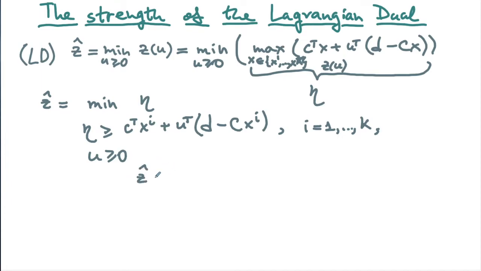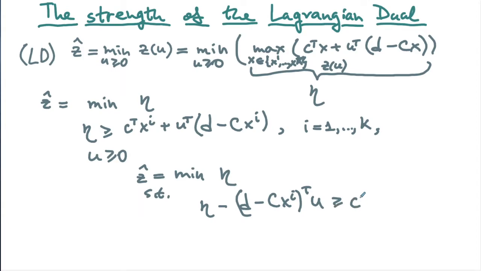So you have z hat is given by the minimum of eta, subject to eta minus (d minus Cxi) transpose times u is greater than or equal to C transpose times xi, and then u is greater than or equal to 0, and the variable eta is unrestricted in sign, so the corresponding dual constraint will be the equality constraint, whereas the rest of the dual constraints will be less than or equal to constraints because u are non-negative variables.